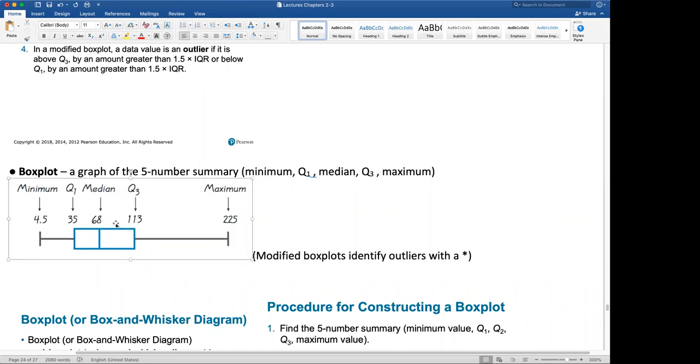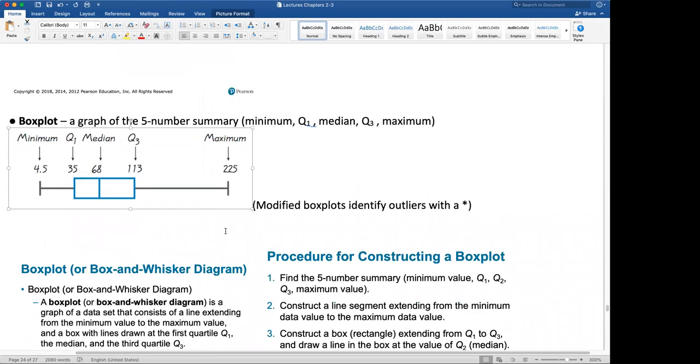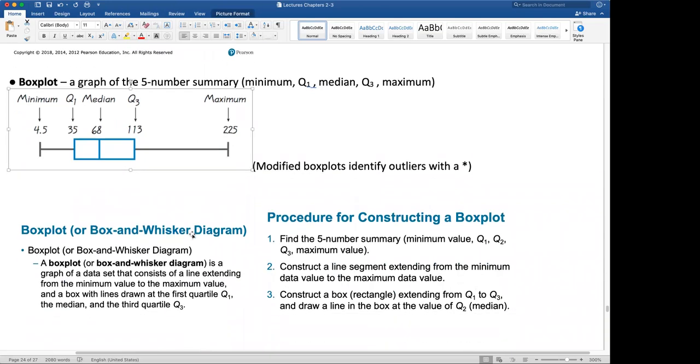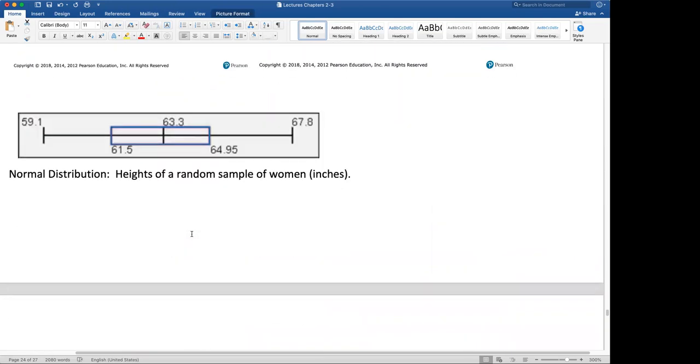Okay. So now see a graph of the 5-number summary: minimum, Q1, median, Q3, the median is Q2, I told you, right? Maximum. You don't have to do this by hand. You can do this using a calculator. I'll show you.